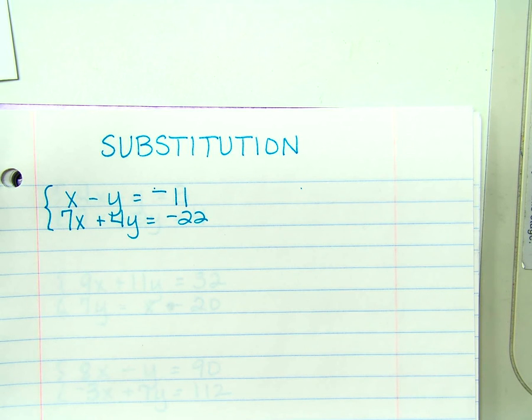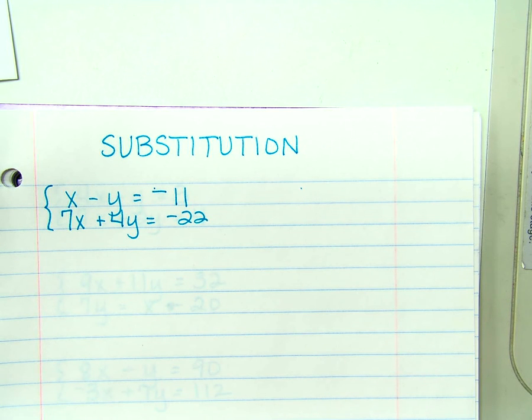Okay? So sometimes there's a better way to do this. So I'm going to show you this first example here. And I'm going to just walk you through the steps. Okay? The first step that we have to do is we have to decide which variable to solve for.